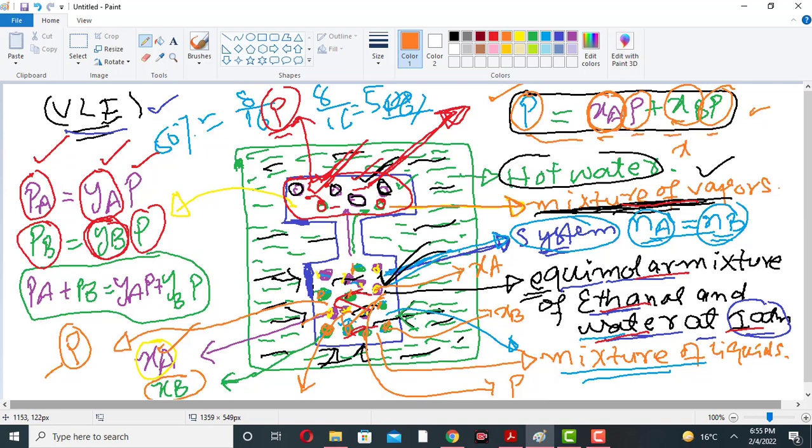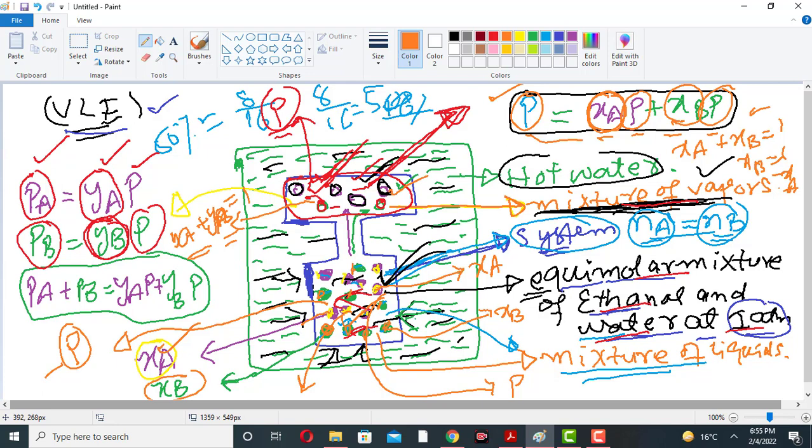Remember that the sum of the mole fractions of ethanol and water in the liquid mixture will be equal to 1. So XA plus XB is equal to 1, similarly XB will be equal to 1 minus XA. Similarly, the mole fractions of ethanol and water in the vapor mixture will be denoted by YA and YB, and YA plus YB will be equal to 1.